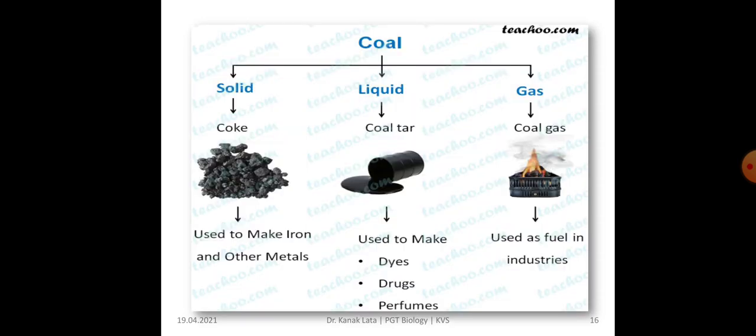It is a summary of products which are obtained from coal. First is coke, which is solid. Second one is coal tar, which is liquid. Third one is coal gas, which is gas. So three forms: solid, liquid and gas. Coke is used to make iron and other metals because it is used in furnaces. And coal tar is used to make dyes, drugs, perfumes, etc. Whereas coal gas is used as fuel in so many industries.